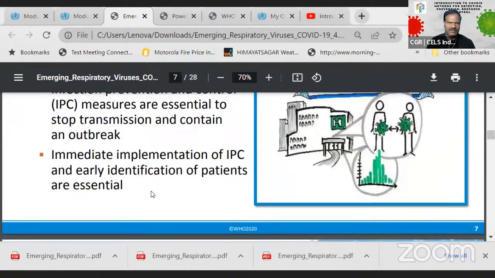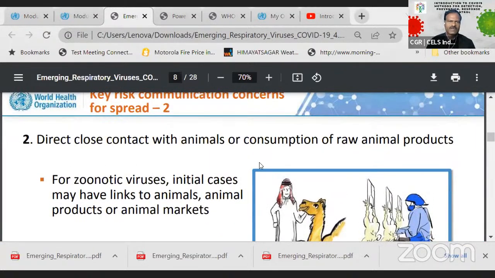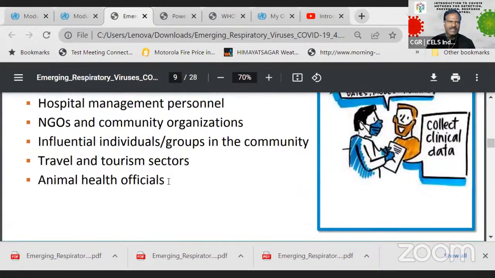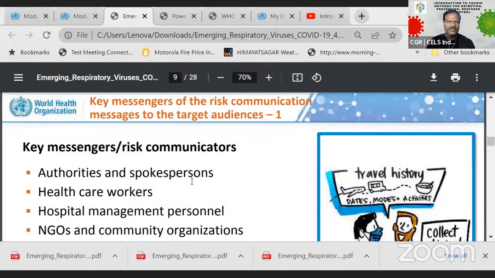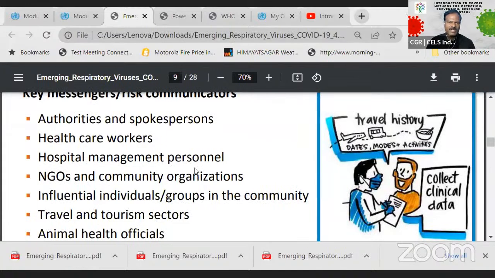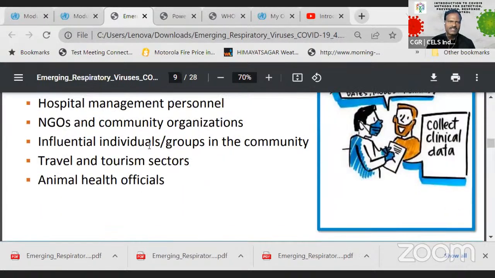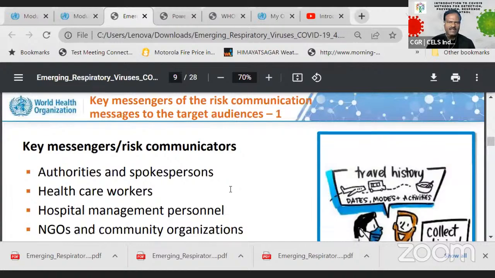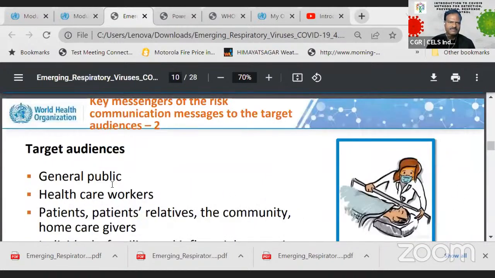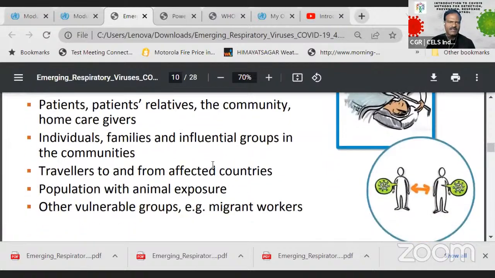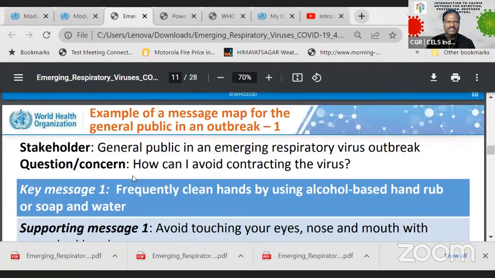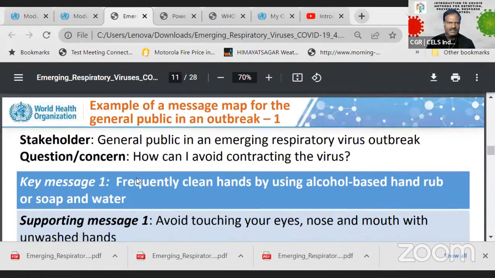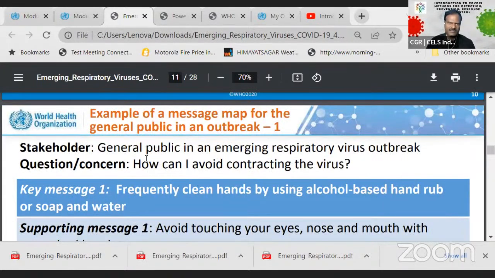Here, authorities and spokespersons, healthcare workers, hospital management personnel, NGOs and community organizations, influential individuals or groups in the community, travel and tourism sectors, animal health officials, everybody sends these messages. So the target audience is everyone again. Nowadays with social media and WhatsApp groups and other things, this communication is happening very fast.